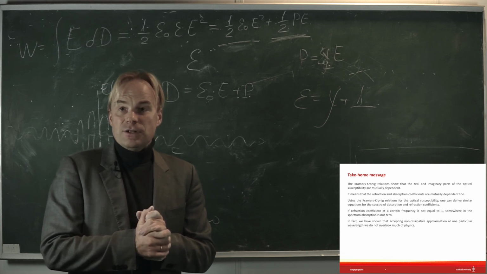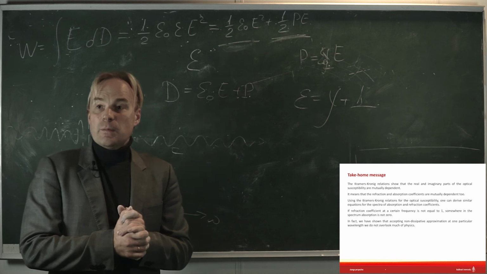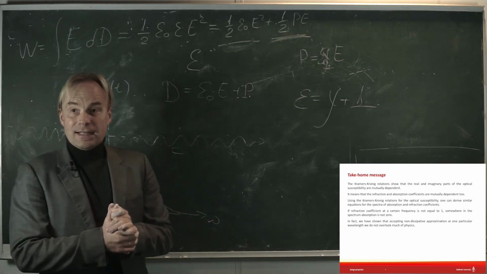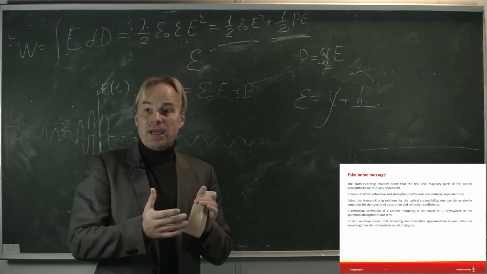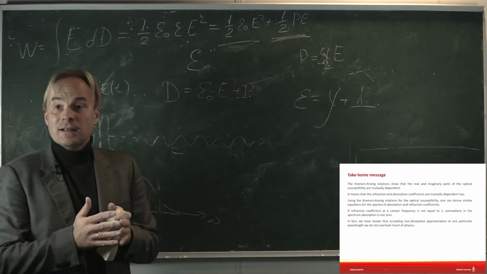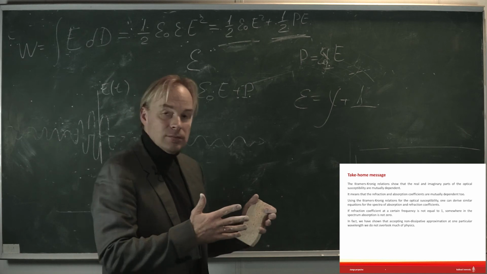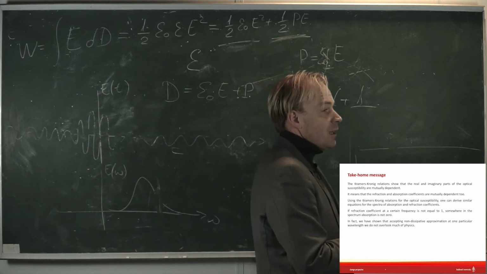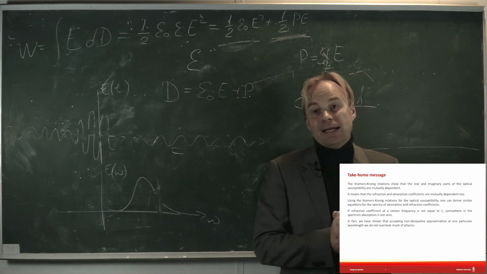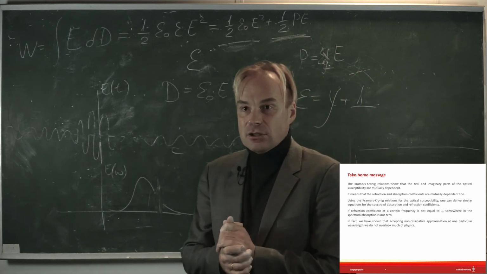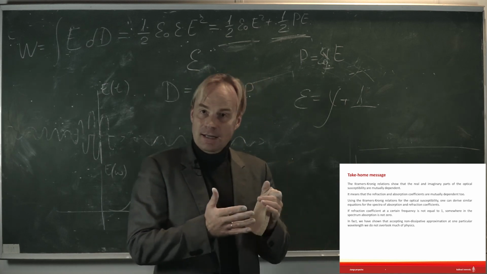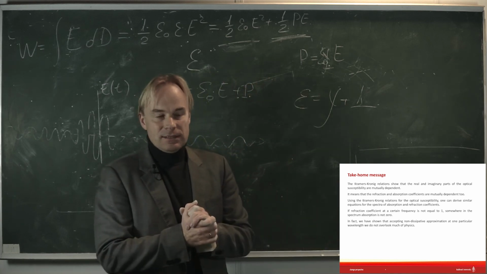And if the refraction coefficient at a certain frequency is not equal to 1, somewhere in the spectrum the absorption is not 0. And in fact, accepting the non-dissipative approximation at one particular wavelength, we do not overlook much of physics. We still can talk about interaction of light and matter if the refraction coefficient is not equal to 1. Absorption coefficient can be 0, even if there is interaction of light and matter.